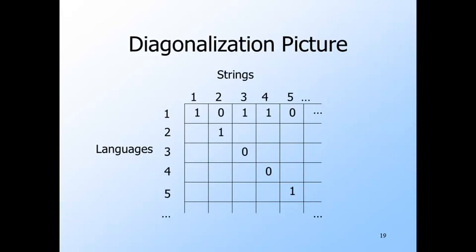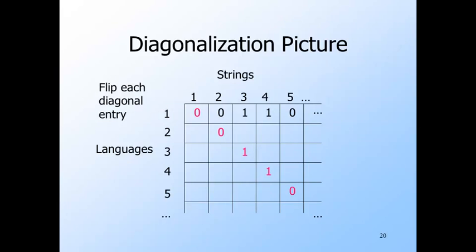Imagine an infinite matrix in which the rows correspond to languages and the columns to binary strings. A 1 in the entry for row i in column j means that the jth string is in the ith language. 0 means it is not. If we could enumerate languages, then we could create such a table. Look at the entries along the diagonal and complement each one. That is, replace 0 by 1 and vice versa.